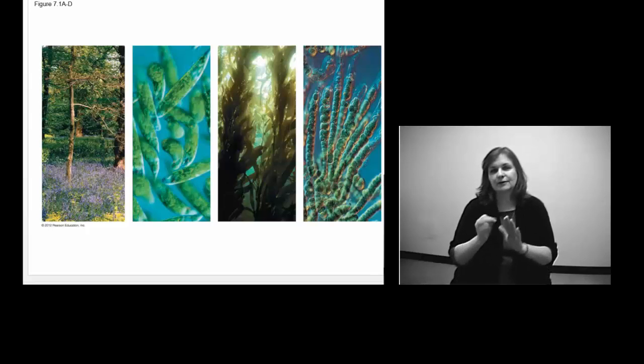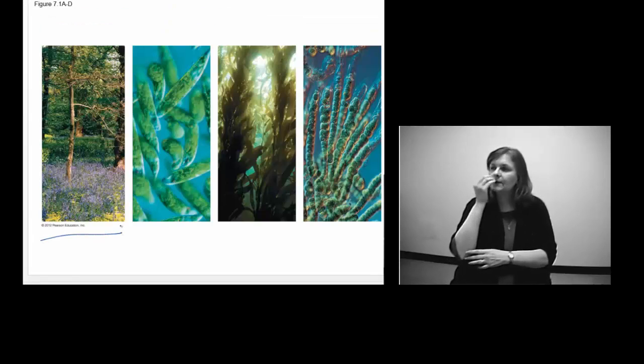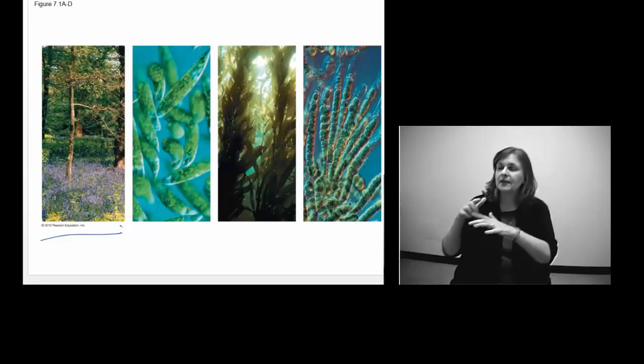So this is a couple of examples of plants that are going to be photosynthesizing, and a number of algae that will be photosynthesizing and producing high levels of glucose and oxygen. The tree you're probably pretty familiar with. So when we look outside, we can see trees and grass and plants and flowers.